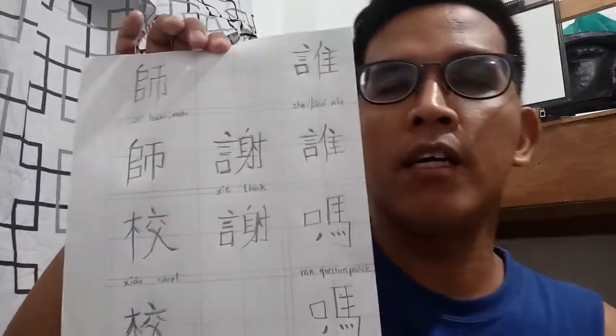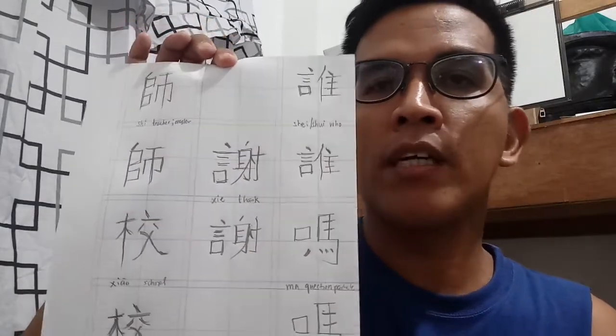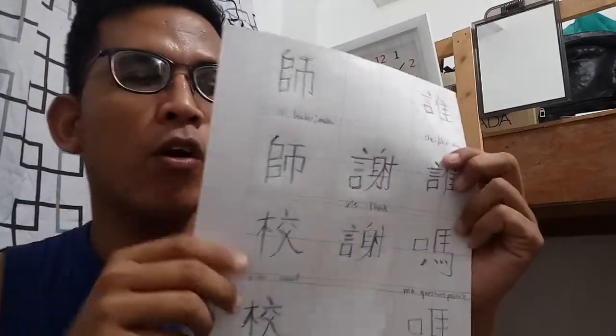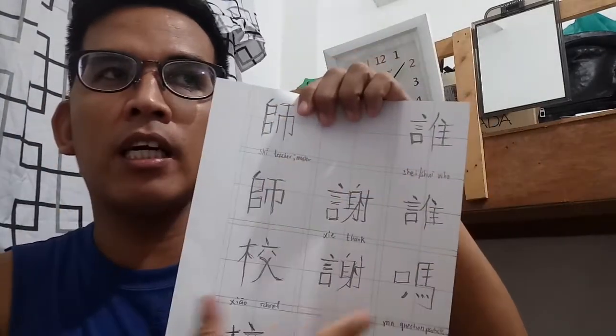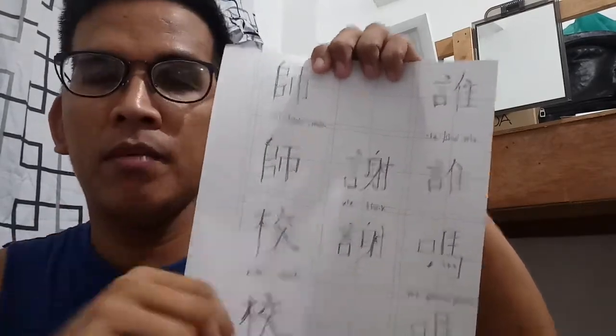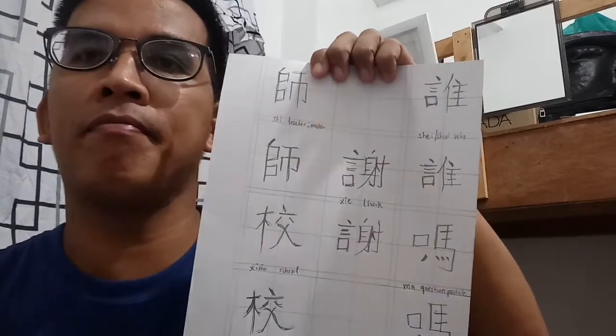So these are the first 5 characters na tinuro sa amin ng aming teacher or professor na si Dr. Bilao. And now what we're going to do, kailangan natin kasi para siyang base lang siya dyan. So we'll be using a marker para masulat natin yan.